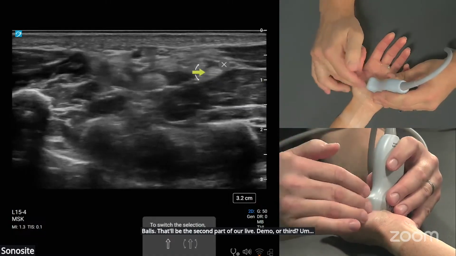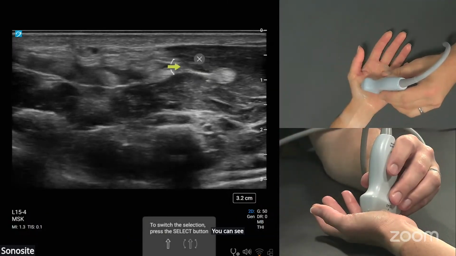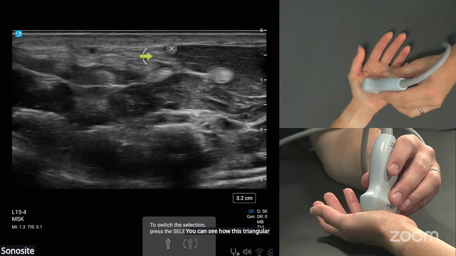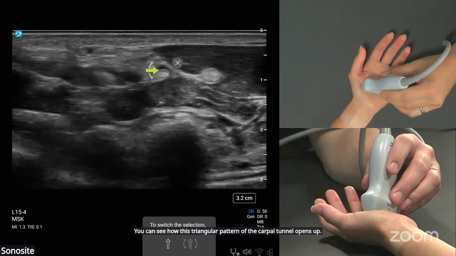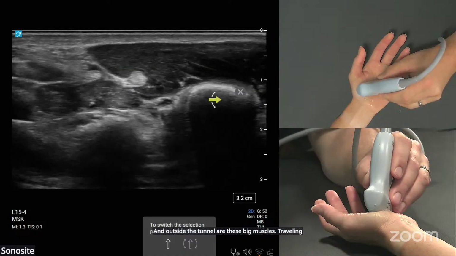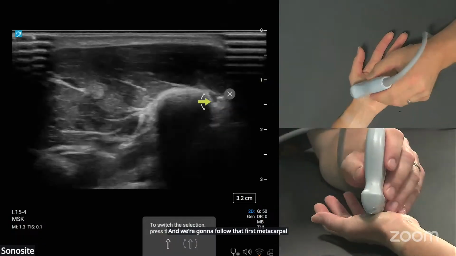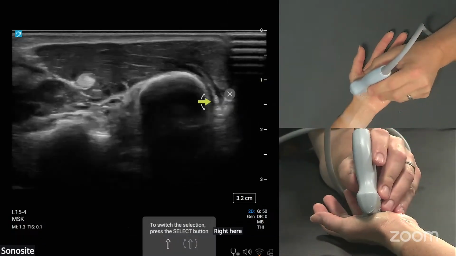If I go to the thumb side, screen right, you can see how this triangular pattern of the carpal tunnel opens up, and outside the tunnel are these big muscles traveling over to the first metacarpal. And we're going to follow that first metacarpal and those thumb structures right here.